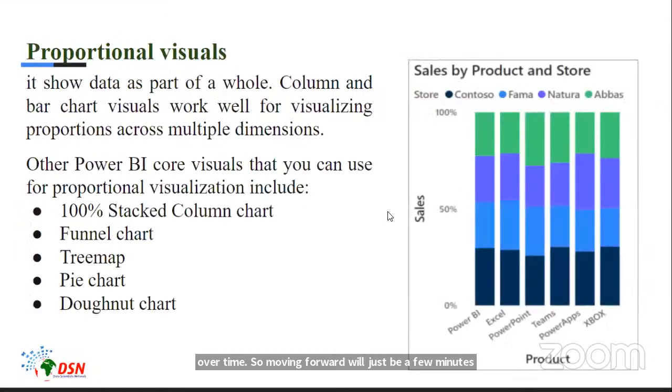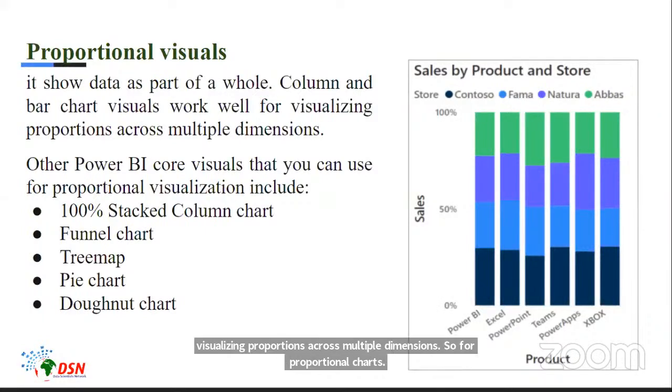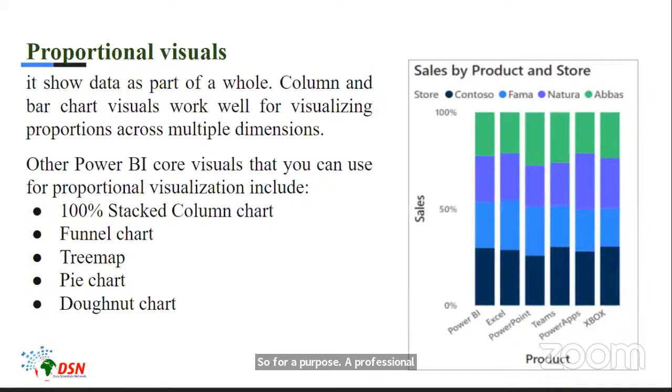we're going to talk briefly about proportional visuals. So when we talk of proportional visuals, they show data as part of a whole. Column and bar chart visuals work well for visualizing proportions across multiple dimensions. So for a proportional chart, they show you how value is distributed across a region.